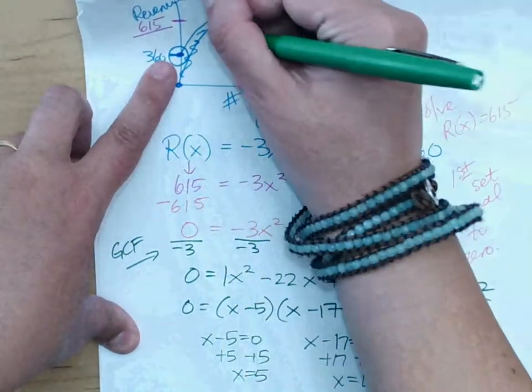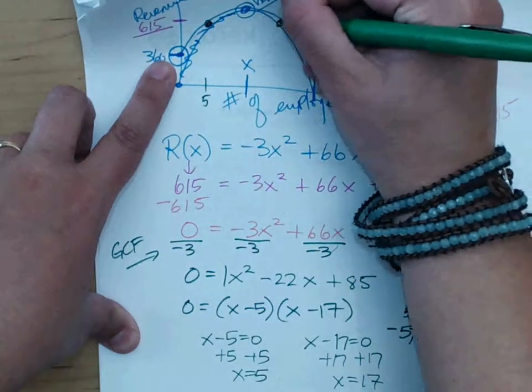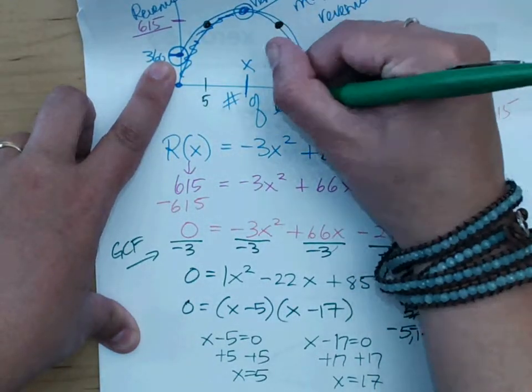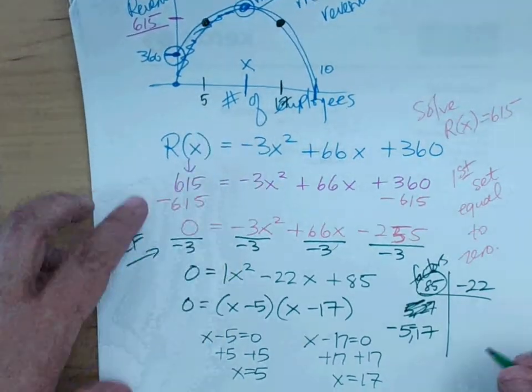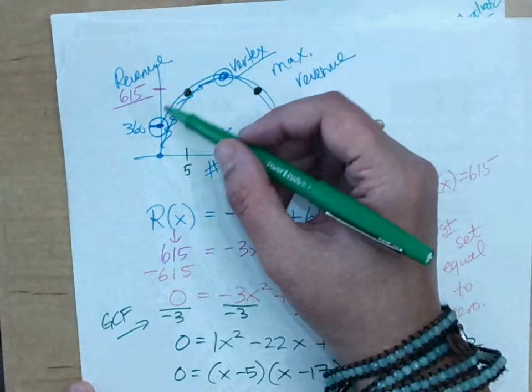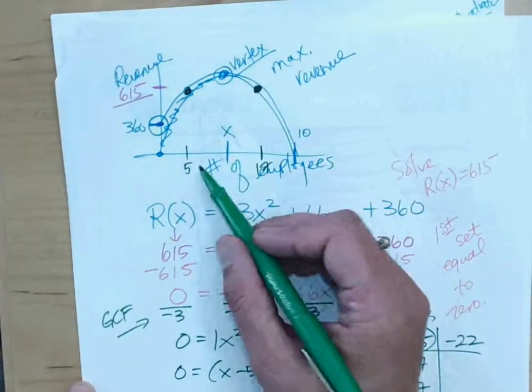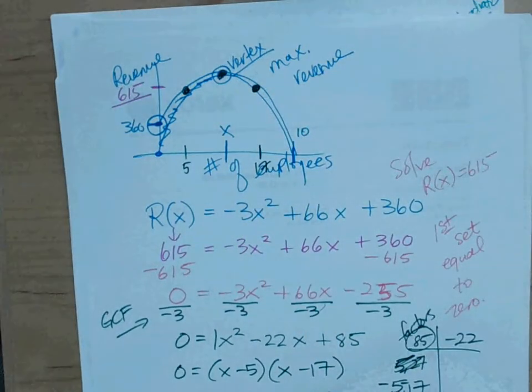Here's 615. I need 5 employees. Here's 615 again, or I need 17 employees. So halfway in between, because the thing we're going to learn about parabolas, they have symmetry, halfway in between 5 and 17 is the vertex. Can anyone tell me what they think that vertex would be? What would be halfway in between 5 and 17?